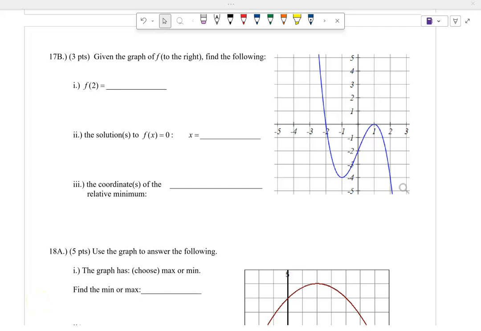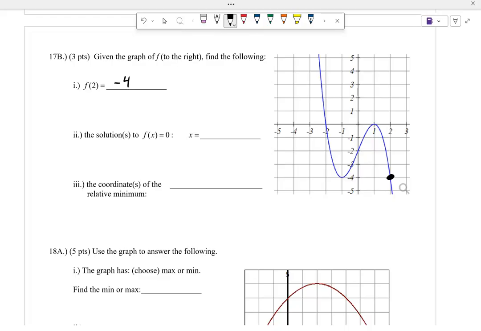All right, 17b here, we've got a function given, a graph, visual. It says find f of 2. What's the functional value when x is 2? So I'm going to go over to when x is 2. I'm going to find the point on the graph there, put the dot on there. It looks like f of 2 ends up being negative 4. When x is 2, the y value is negative 4 right there, functional value.